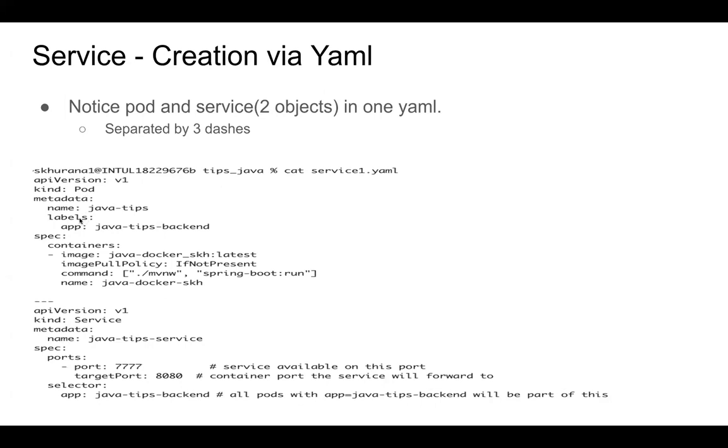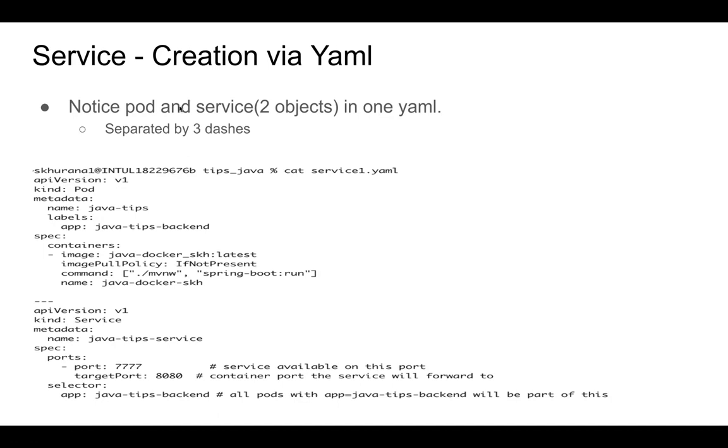This type is pod, and it's a pod YAML. This is a label. Main thing to note, this is a name. You can give any name. And label, this is the main thing to note. It's app: java-tips-backend. This is a container. I think we have been giving this spec many times now.